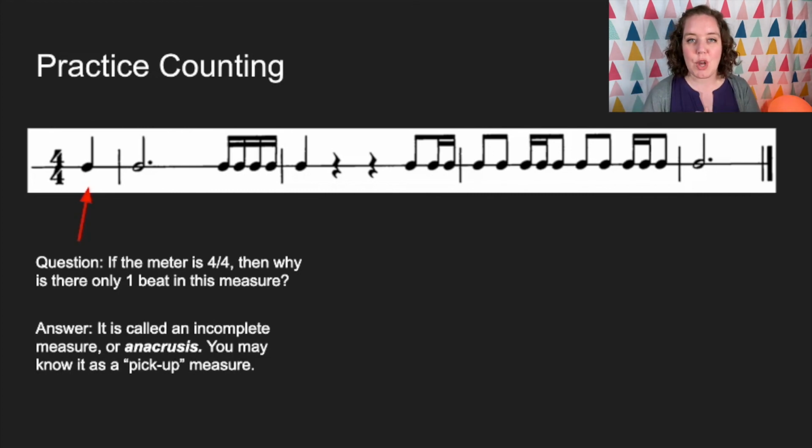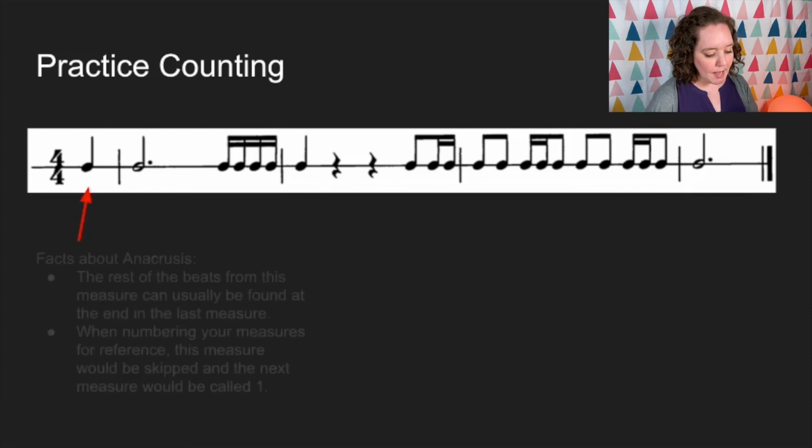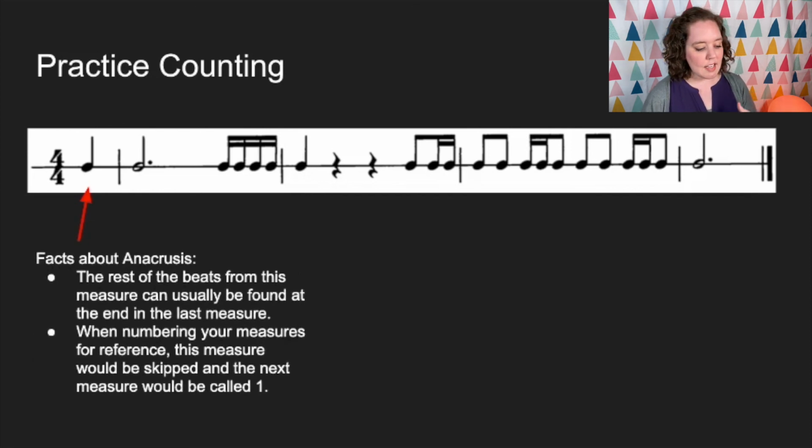So you want to make sure you know anacrusis is just an incomplete measure or a pickup measure at the very start of a piece. A couple things I want you to know about that is the rest of the beats from that measure are typically in the very last measure. So if you see here, you've got this 1 beat, and then if you look at the very last measure, we have the other beats of that measure to make 1 complete measure between the 2 of them.